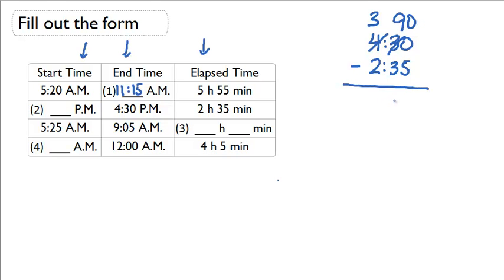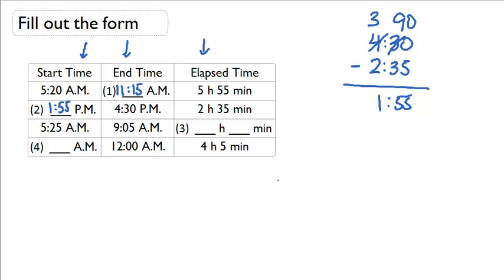And this gets me 55 minutes. And 3 minus 2 is 1. So it should be 1:55 as our starting time. Check my math. Go back and redo this and see if this is correct.